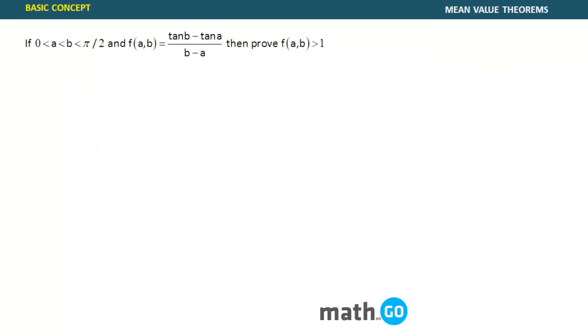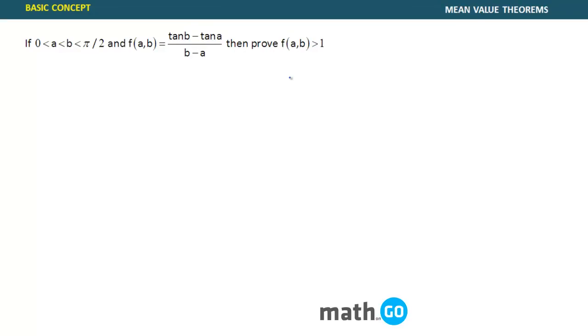Now let's take a good problem on LMVT. I should say a good one. Why? I'll let you know. So it is given that a and b are both lying between 0 to pi by 2, and b is greater than a, and f is a function which is a function of both a and b, something like this. Now you want to prove that f of ab is greater than 1.